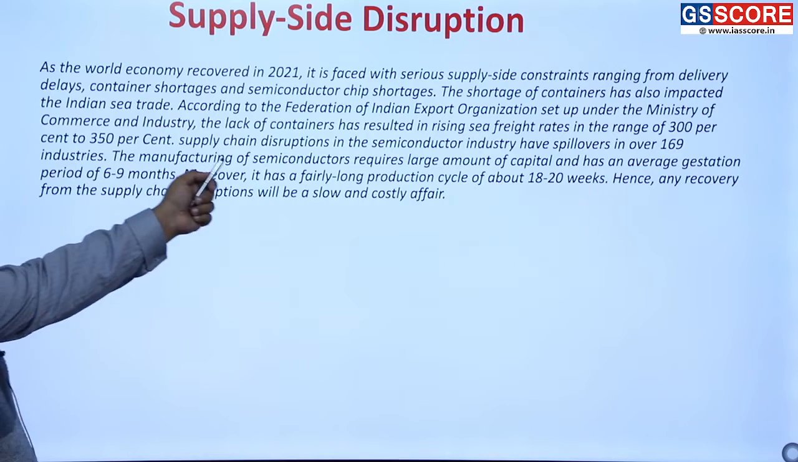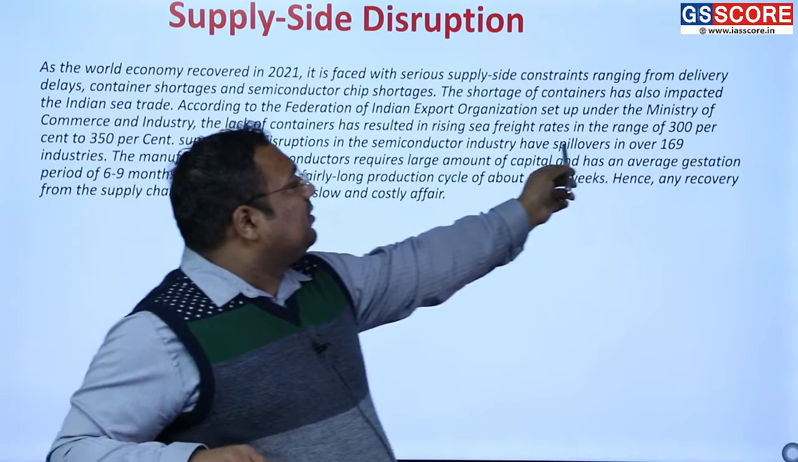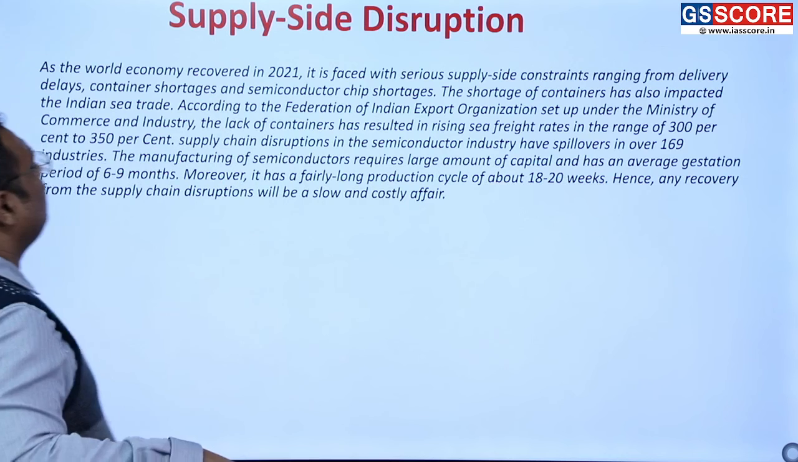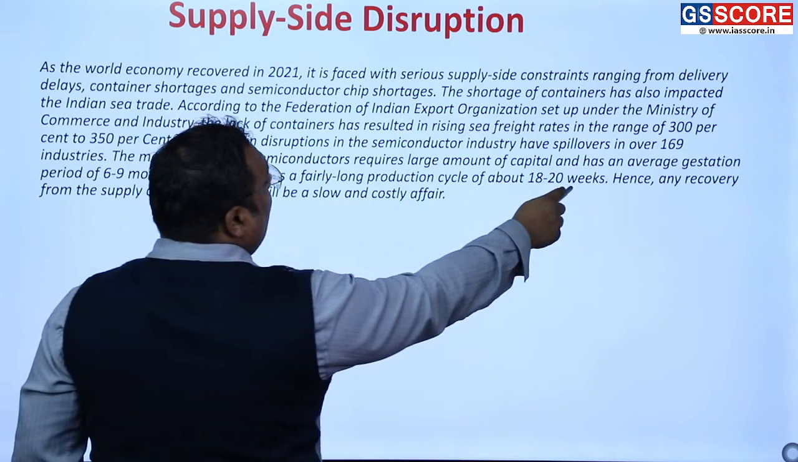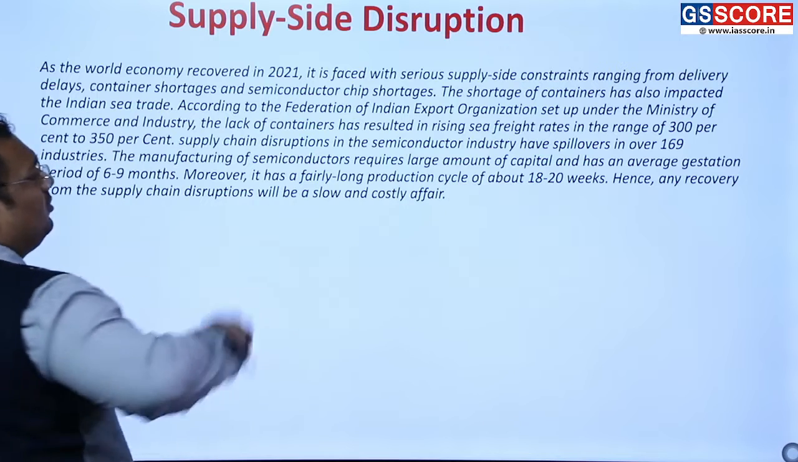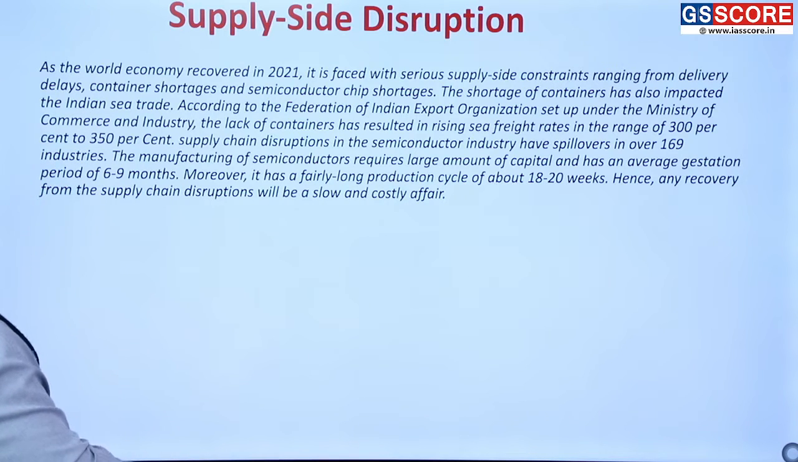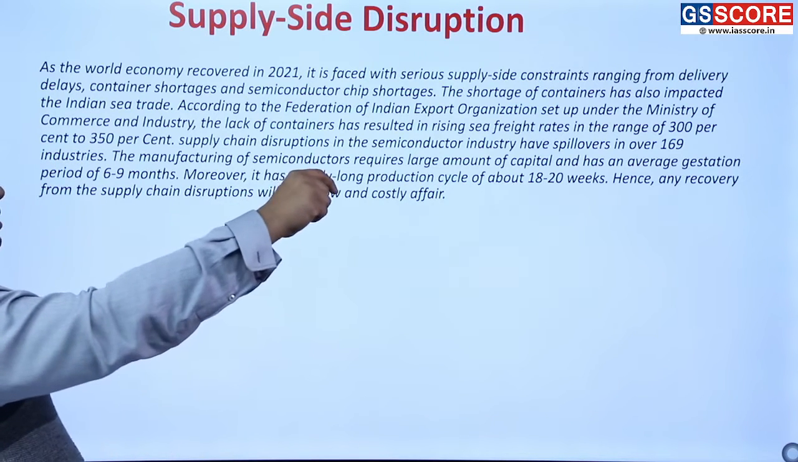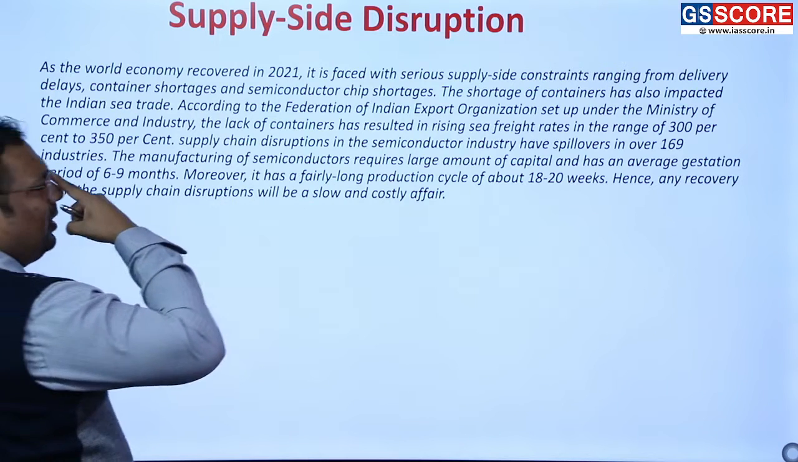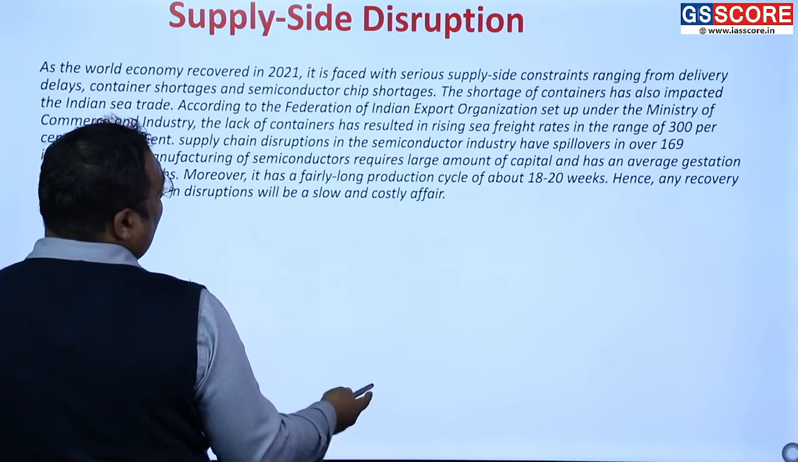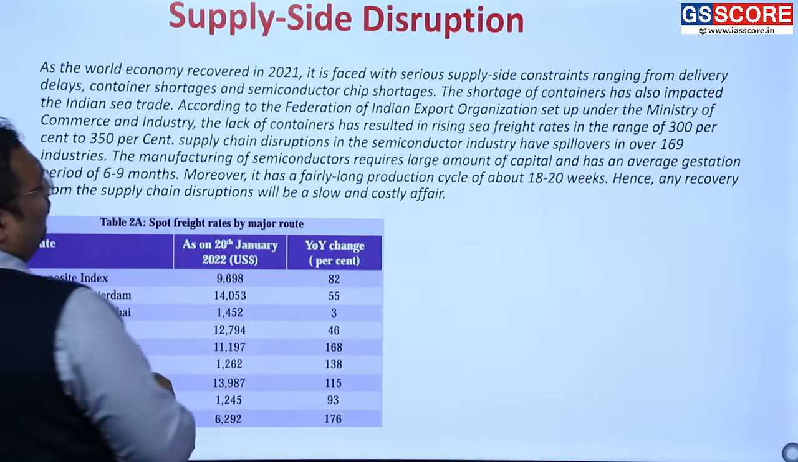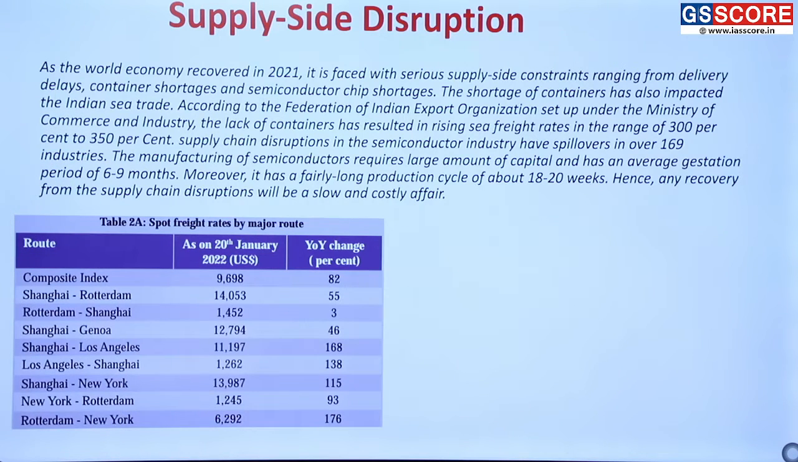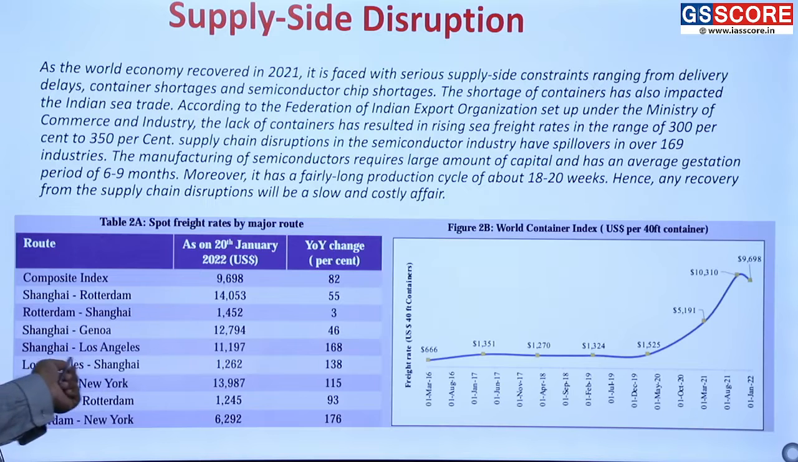Here we can see some data also: the chip shortage has affected over 170 industries. There is a delay of around 6 to 9 months, whereas usually the gap between the registration of demand and supply is 4 to 5 weeks. This has increased to 6 to 9 months. This is a problem for the global economy, not just for India. These are some of the data which explain the issue.